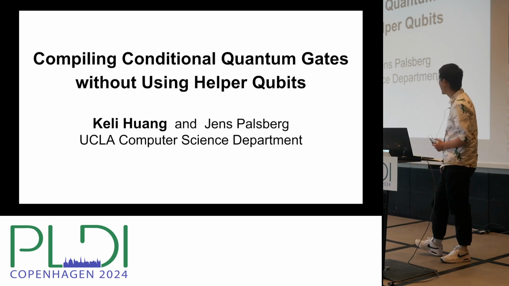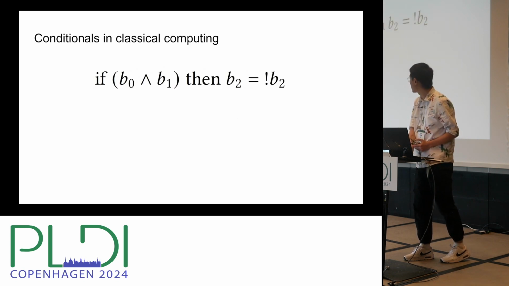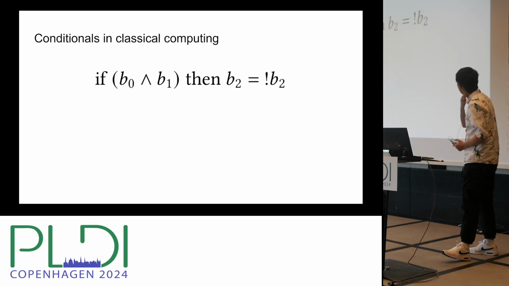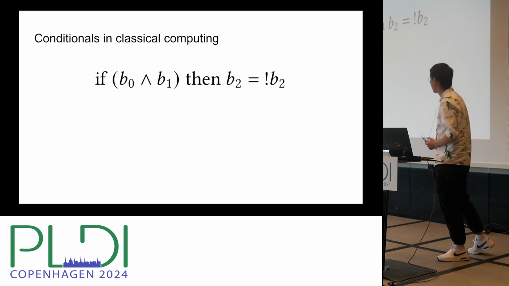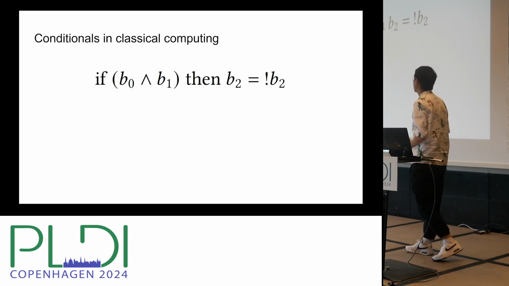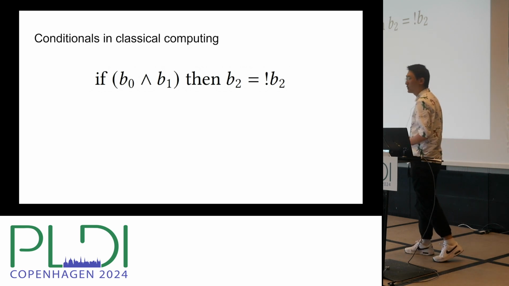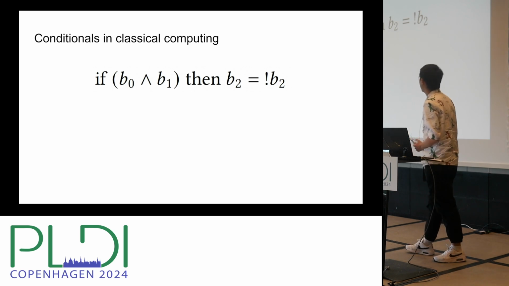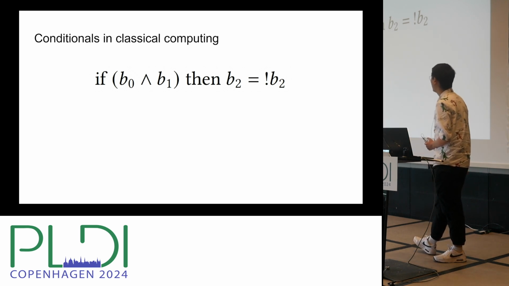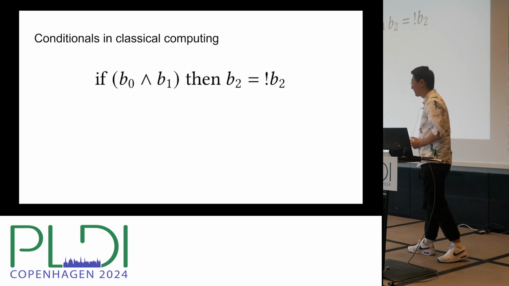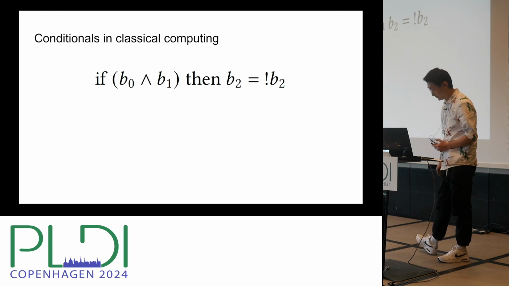First, let's go into the challenge. The challenge has to do with the conditionals, so we can take a look at the conditional gates in classical computing. Here is an if and else statement with 2 Boolean variables, B0 and B1. If they are both true, then we do the Boolean negation on the Boolean variable B2. That's the normal way as we all know it. In quantum computing, we have something like that, and we want to compile it. But the question is, how can we compile it?